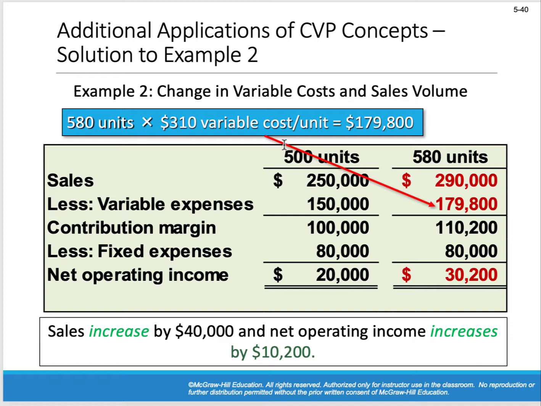What is our contribution margin? Well, contribution margin is sales less variable expenses. The contribution margin is $110,200. So our contribution margin went up by $10,200. What does that mean to the bottom line? Well, we need to take the contribution margin and then subtract out our fixed expenses. Fixed expenses are still $80,000, right? Each of these scenarios is not combined.